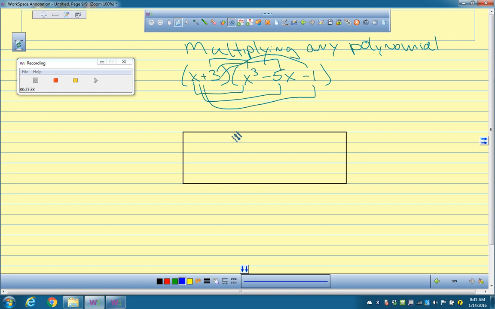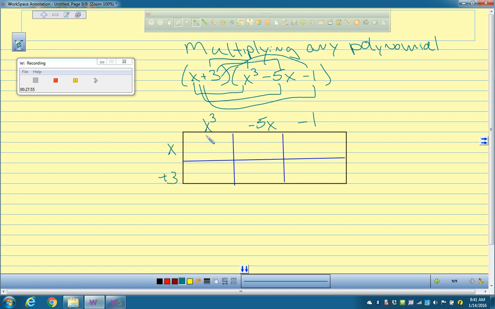And so watch what happens with the box, okay? I'm going to put my binomial down this side, x plus 3 down here. And then across the top, I'm going to put my trinomial, x cubed minus 5x minus 1. And then I'm going to find the area of each box and add them up.